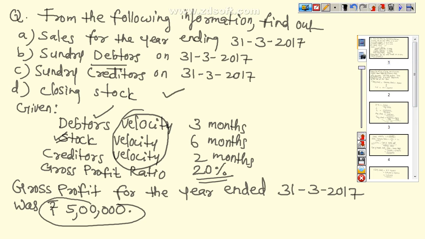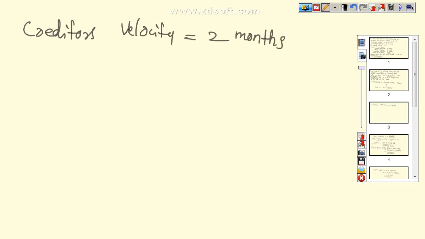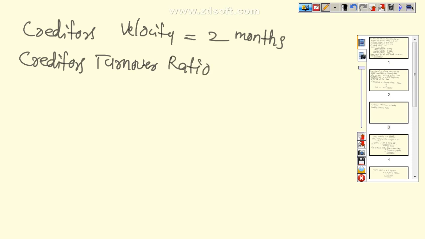Now we have to calculate sundry creditors. According to the question, creditors velocity is given. Next information, creditors velocity is equal to 2 months. Now how to calculate creditors turnover ratio? Creditors turnover ratio is equal to 12 upon 2, that is equal to 6.